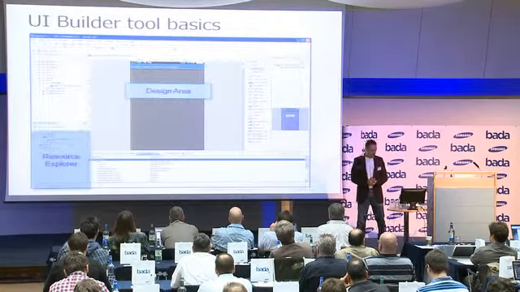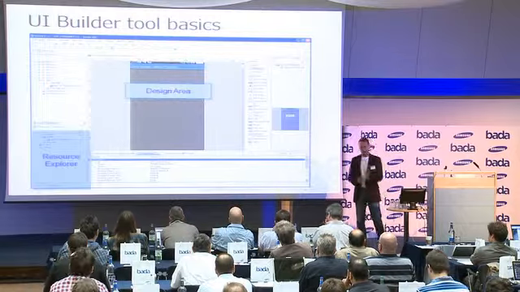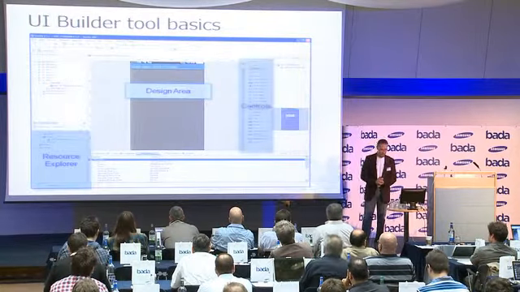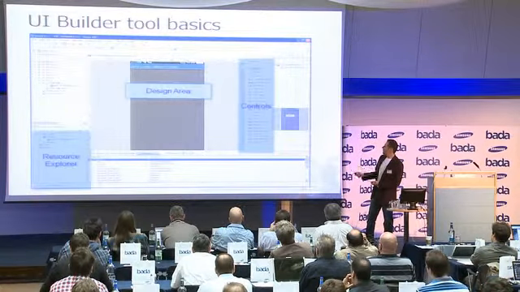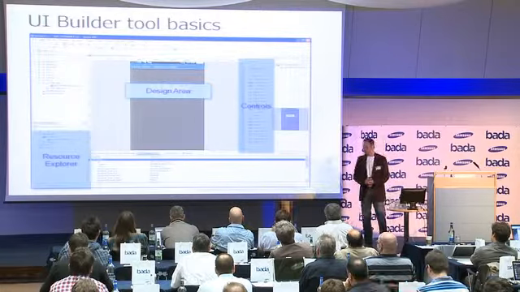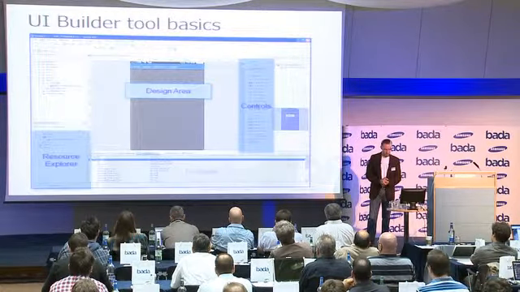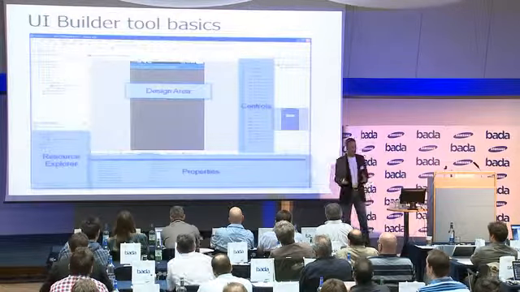On the left-hand side, we have the Resource Explorer, where you have all the resources which you integrated into your UI. On the right-hand side, there is the list of controls, so you can easily take whichever control you like and just move it over to your design area. And then at the bottom, we have this field where you can define all the properties of your various controls.